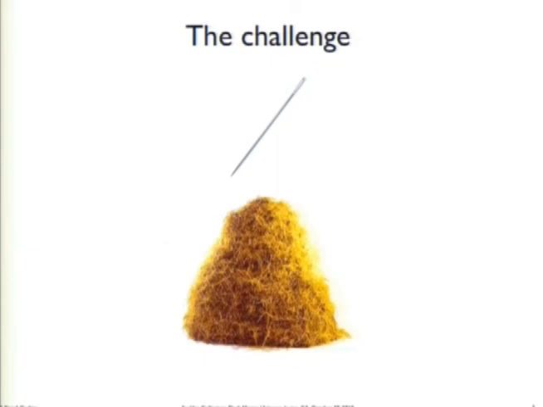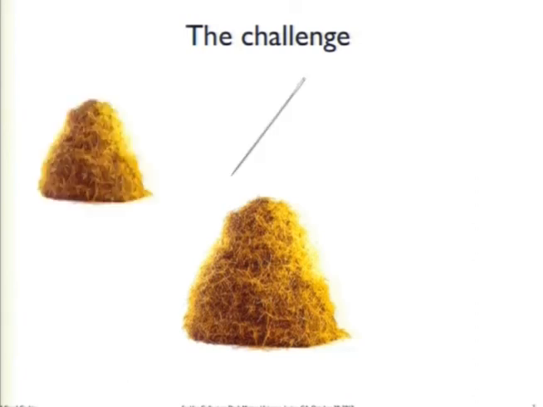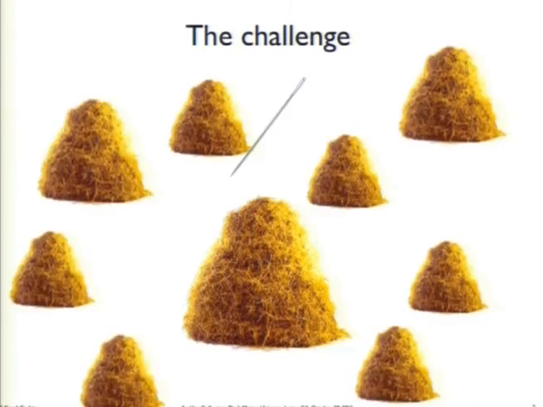So I'll summarize this as saying the challenge is to detect an uncertain and very likely subdominant signal in the presence of uncertain backgrounds. And this is true for most of the targets that we'll consider. Now, there is sort of a light at the end of the tunnel. I should point out that I'm not giving you just one haystack, but I'm giving you quite a lot of haystacks. And they'll have varying things in them other than hay. There'll be varying amounts of needles. So we can actually optimize our search strategies, and we can choose which ones are the best targets.